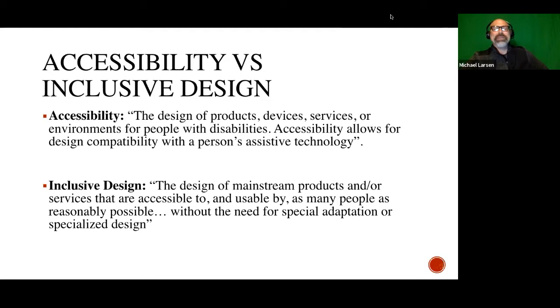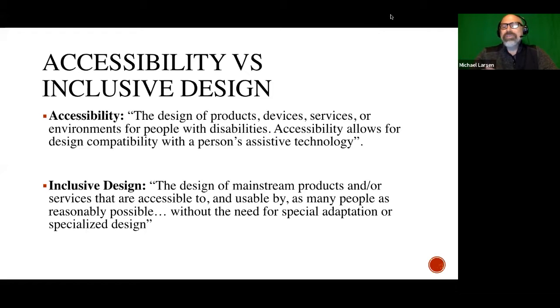When we talk about accessibility, the proper definition of it is the design of products, devices, services, or environments for people with disabilities. Accessibility allows for design compatibility with a person's assistive technology. So the key is that last sentence. Accessibility is making products so that they can work with additional technology to help overcome or deal with the particular disability that a person is primarily dealing with.